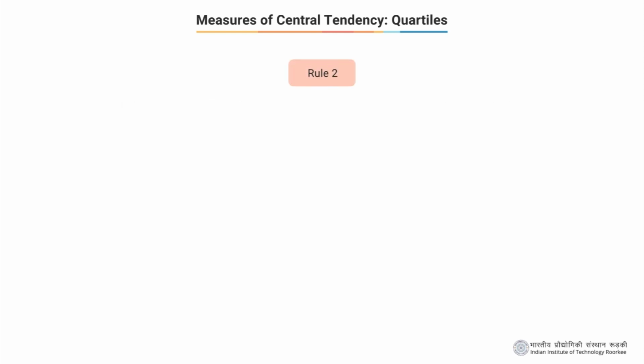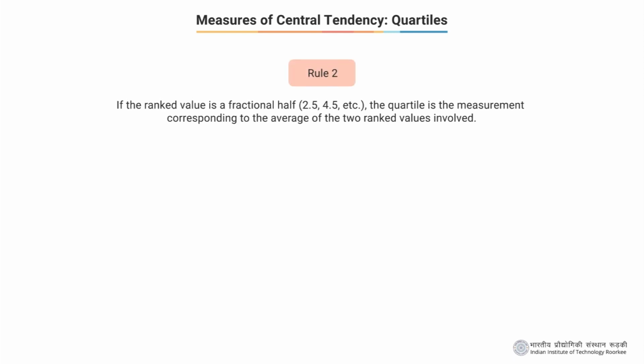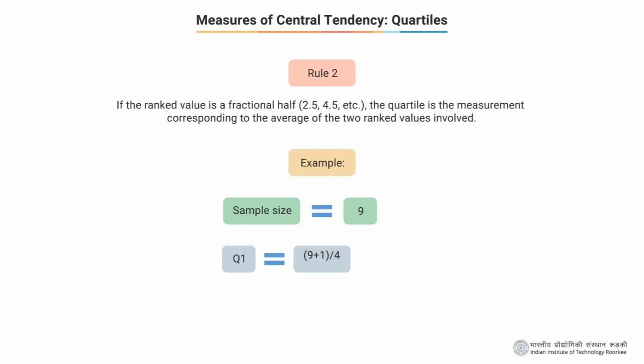Rule number 2. If the rank value is a fractional half, like 2.5 or 4.5, the quartile is equal to the average of the measurements of the 2 rank values involved. For example, if the sample size n is equal to 9, the first quartile Q1 is at (9 plus 1) divided by 4, that is 2.5 rank value, halfway between the second rank and third rank value.